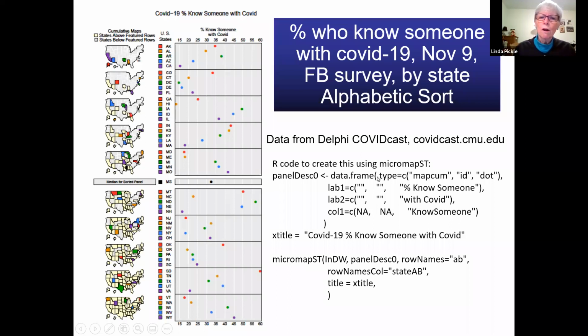Before I move on, there it is. This is the R code. If you're familiar with R, this is the R code that you would need to create this using Micromap ST, our package. There's a panel description where you describe what you want in each column. So maps first and then so on. And then the second call, the actual call to the package, telling it what you want to see. So this defines the content. So that's not very useful to look at it alphabetically.